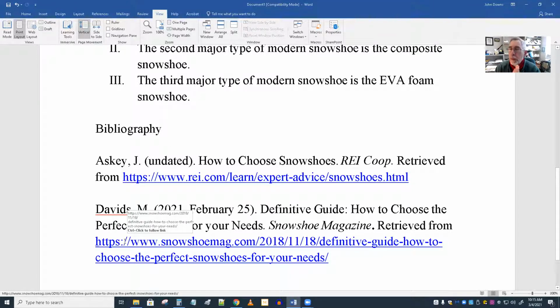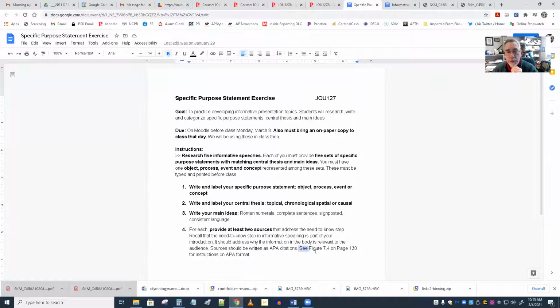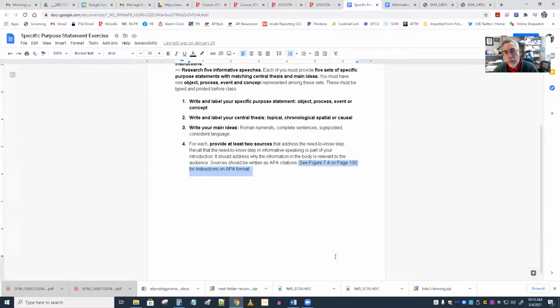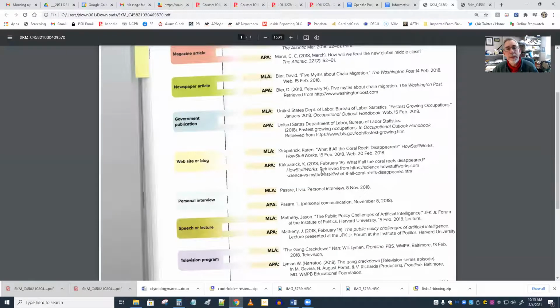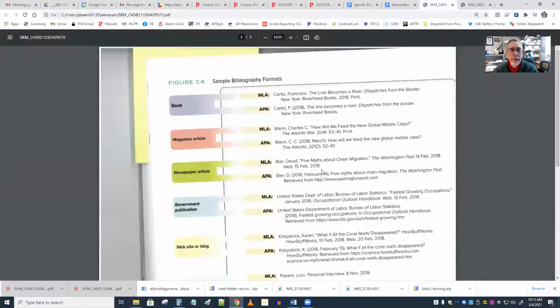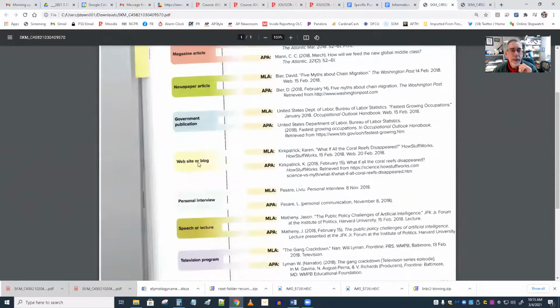Okay, so in your assignment sheet, it explains that you need to use your figure 7.4 on page 130 for instructions on APA formatting. What is that? Well, it looks like this. This is that page, right? Figure 7.4. And it explains website or blog, and we're using APA formatting, so that's right there. And there it goes, it explains how to do it.